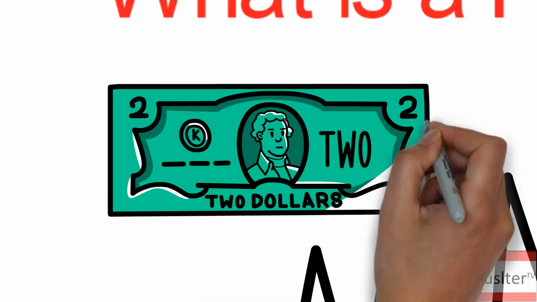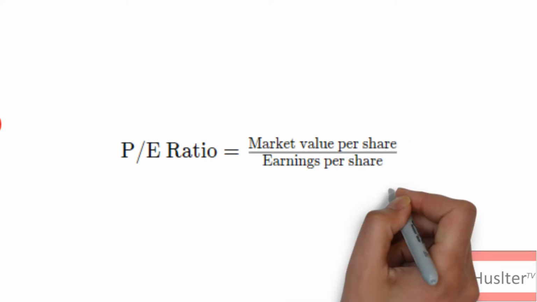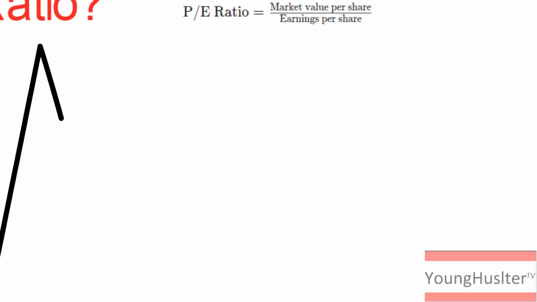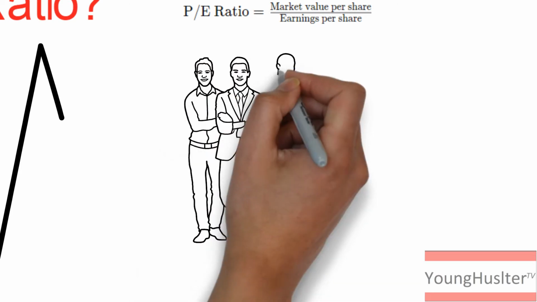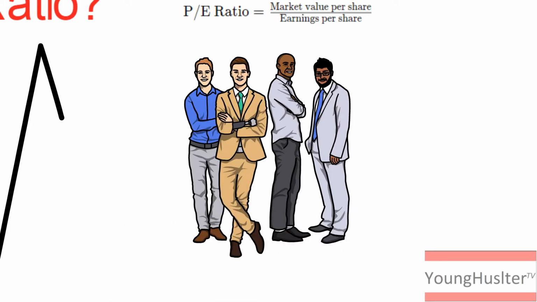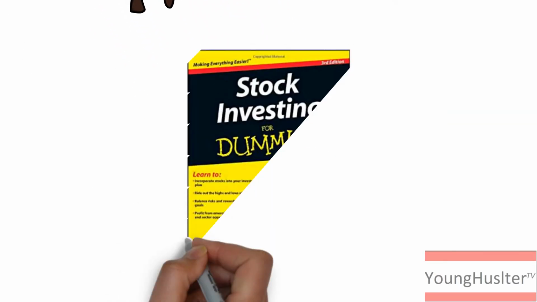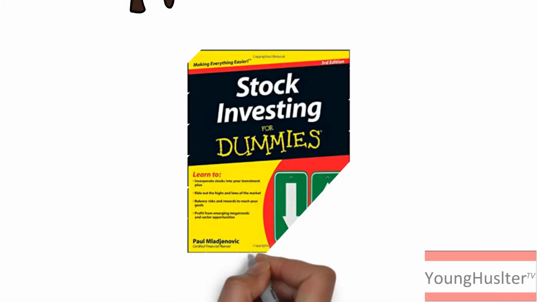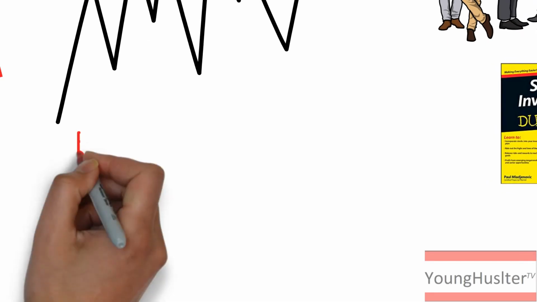So the PE ratio is the ratio between the price of the stock and the company's earnings. The PE ratio could also be referred to as the earnings multiple or just multiple because it shows you how much more typically investors are willing to pay for each dollar earned by the company. The book Stock Investing for Dummies suggests that the PE should be 10 to 20 for large cap or income stocks, and for growth stocks, a PE should be no greater than 30 to 40.